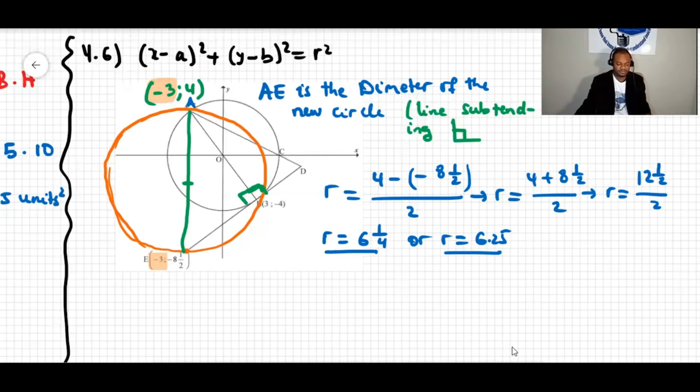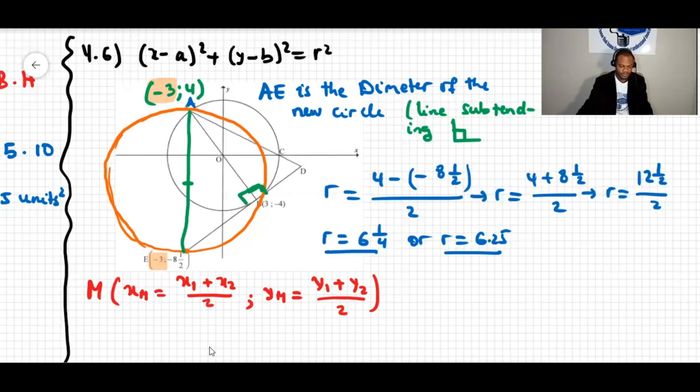Then, the same way, we can also find the center of the circle by applying the midpoint formula. Okay, the midpoint formula says, if you have the midpoint, xm will be x1 plus x2 over 2, and then ym will be equal to y1 plus y2 all over 2.